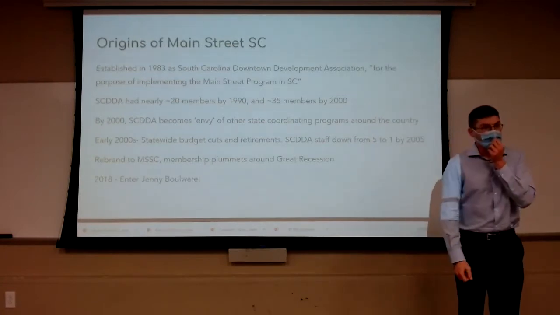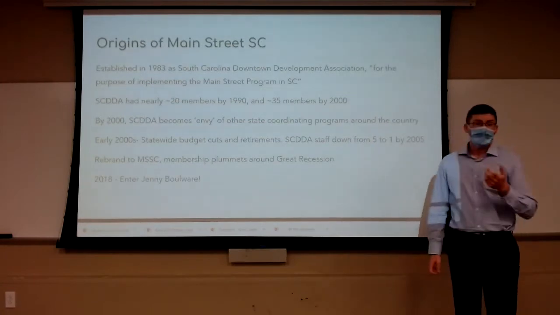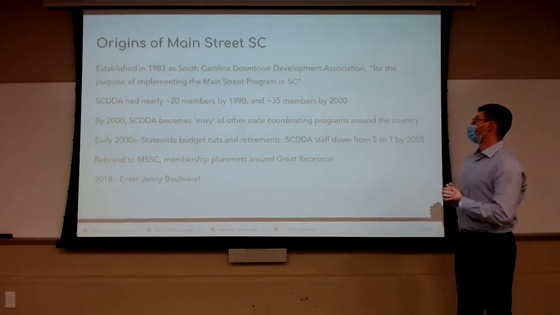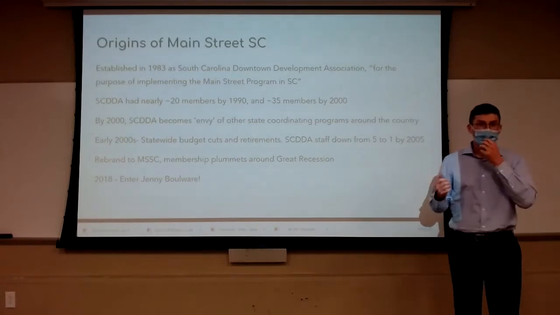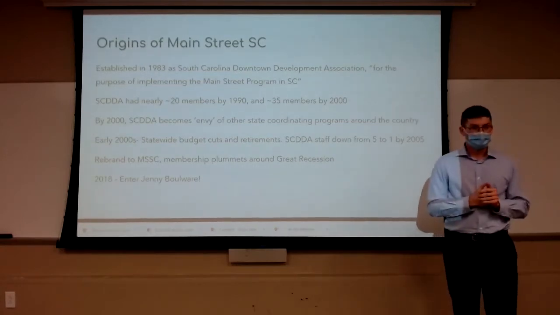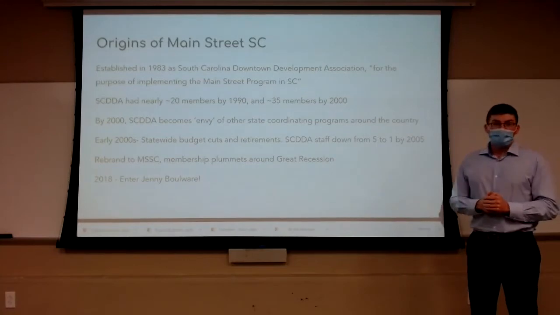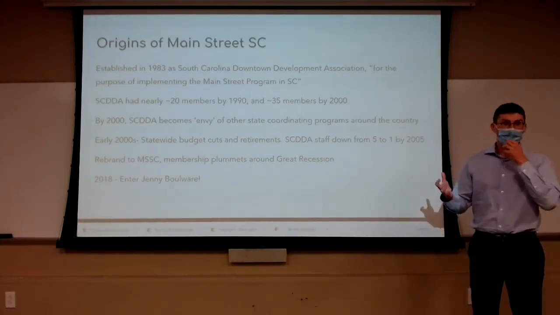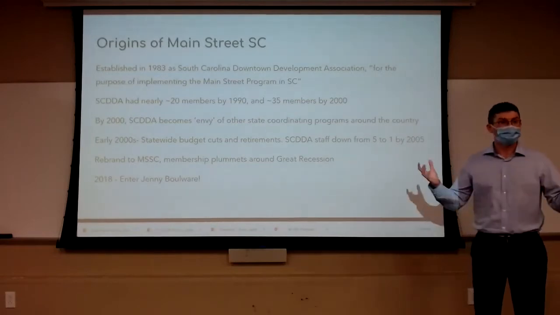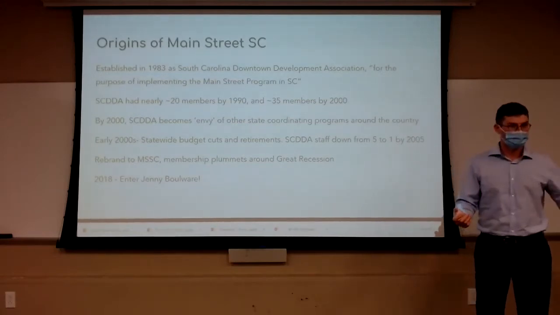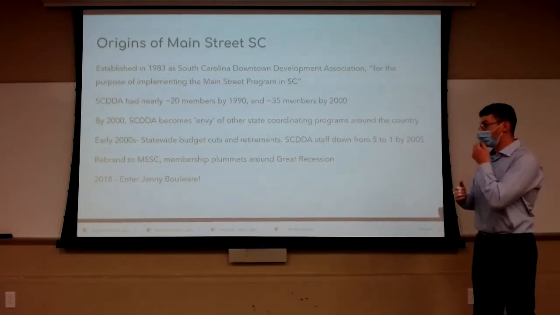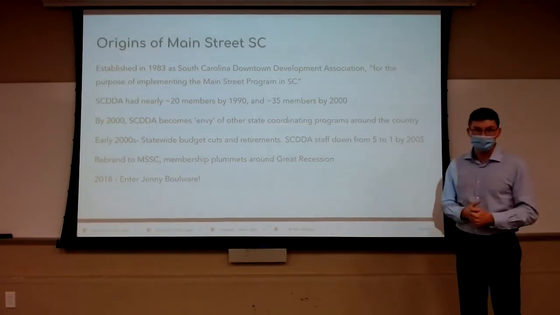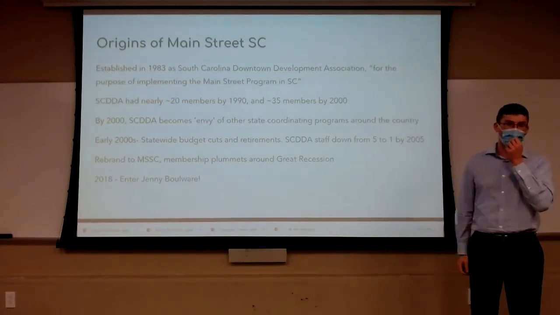So Main Street, South Carolina was established in 1983, at first as the Downtown Development Association. And it was for the purpose of implementing the Main Street program in South Carolina. It grew really rapidly because people in South Carolina really wanted to try out this Main Street program that they had seen other states be so successful with. So we had nearly 20 members by 1990 and 35 members by 2000, and became sort of the envy of a lot of other programs.